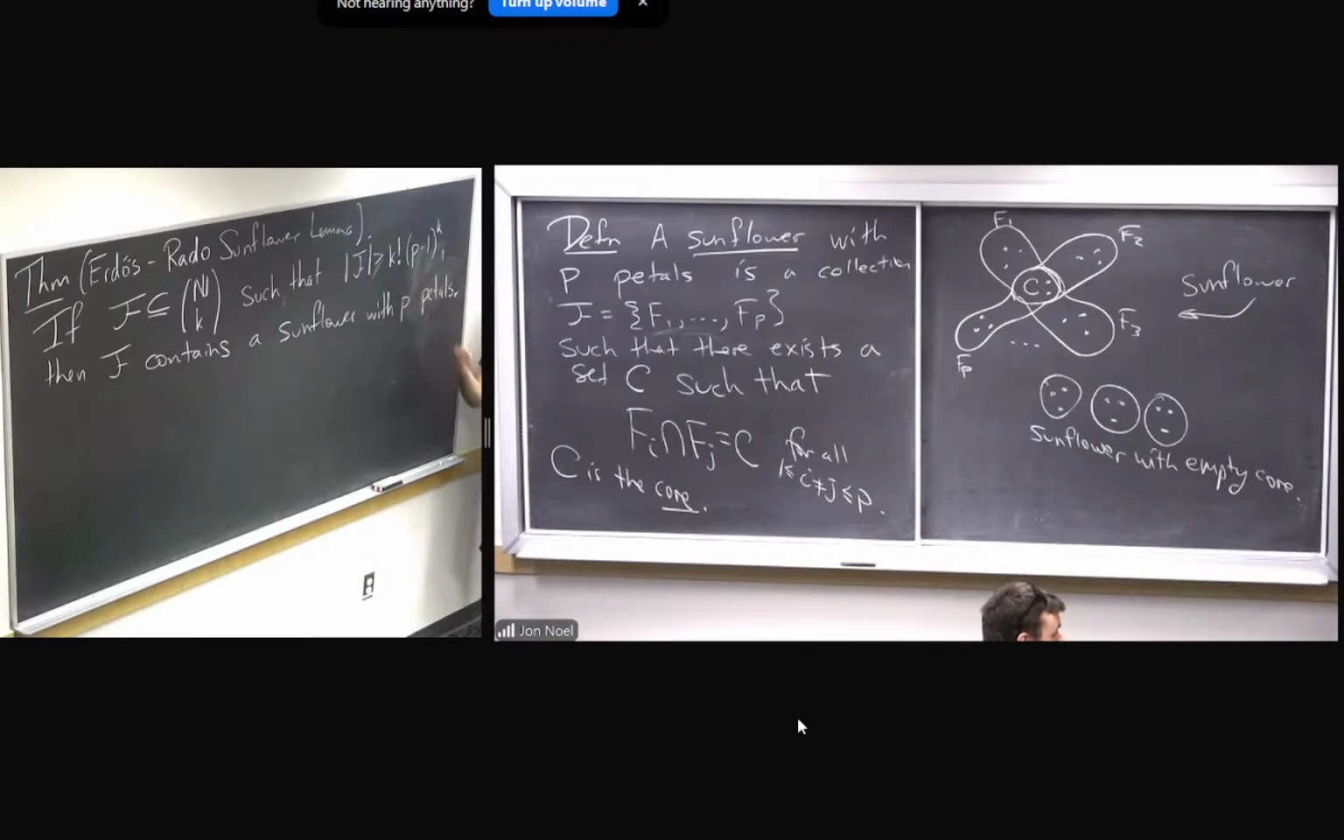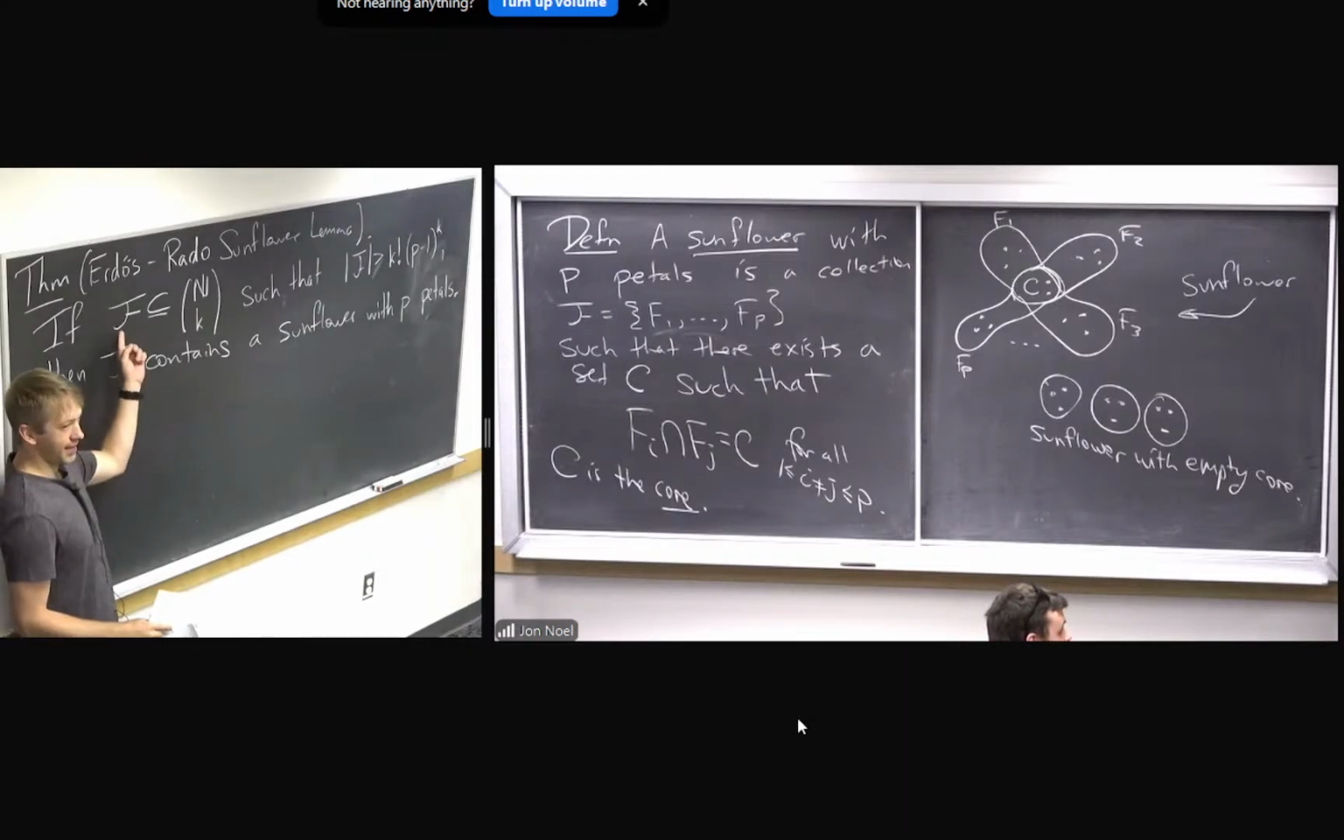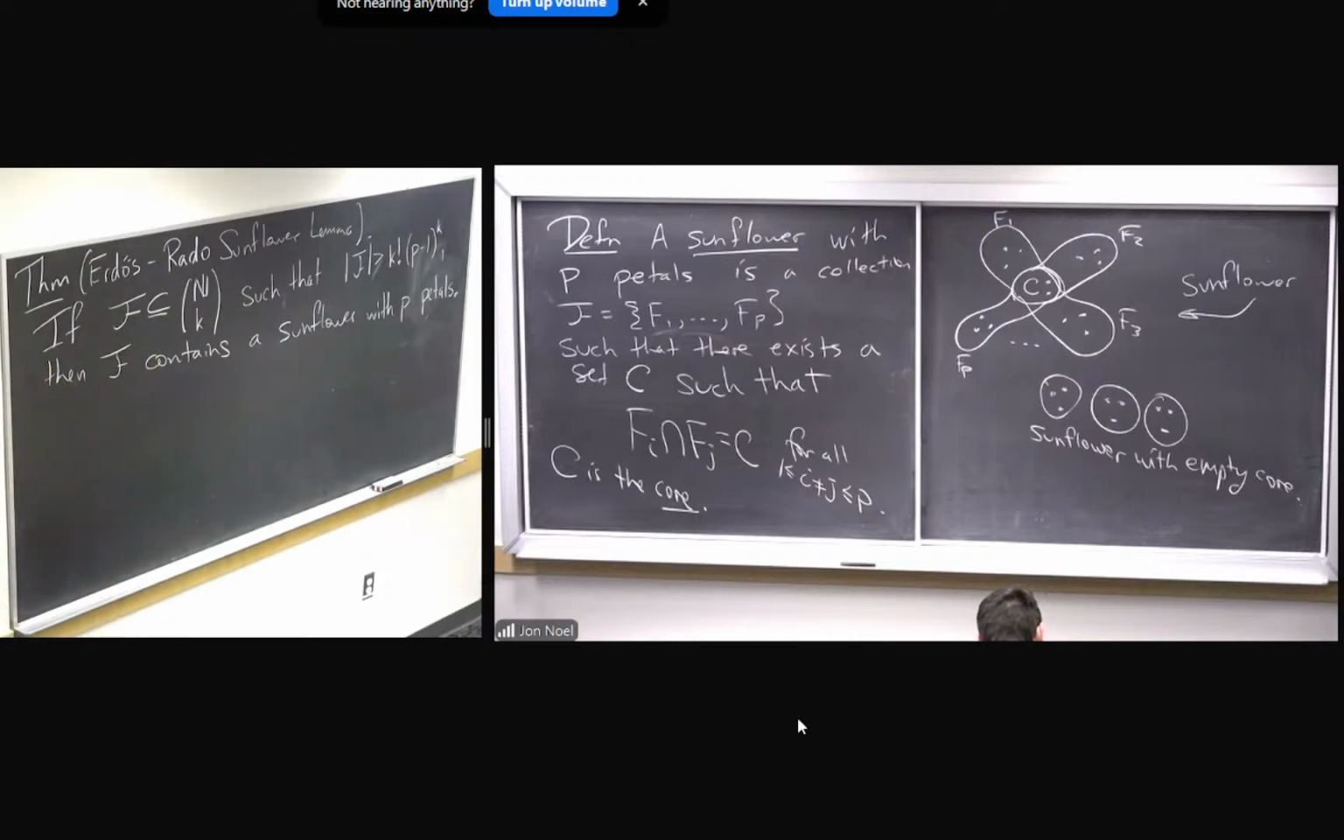So if the collection is big enough, you're always going to be able to find a sunflower as big as you want by making this bigger. Any questions about that? Clear? That's right. Actually, maybe that's confusing that here I called F the actual sunflower, but here what I mean is that there's a way to choose p things in this collection that form a sunflower. Totally, yeah. Any other questions?